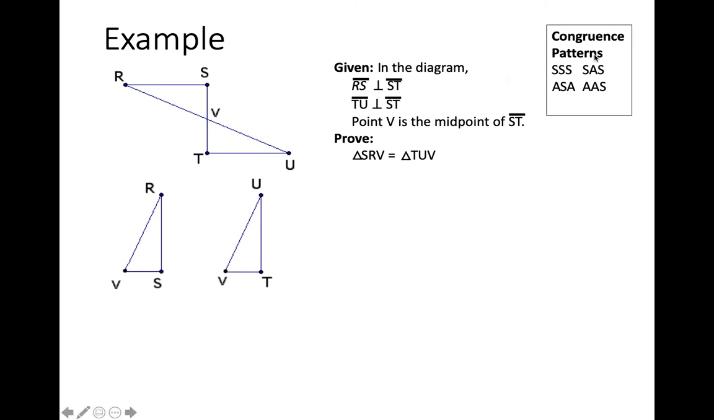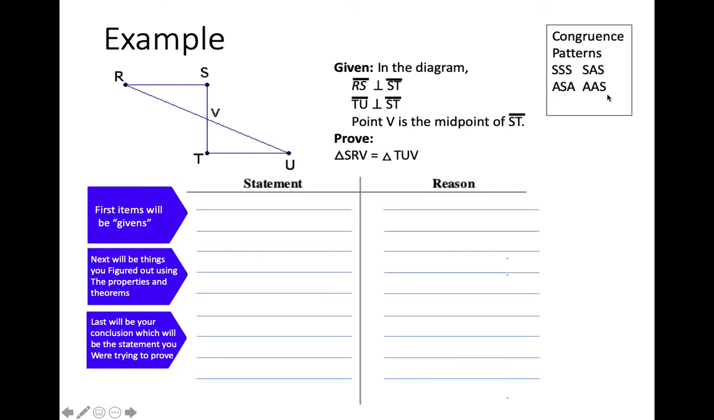And again, these are the patterns that we're trying to match: side, side, side; side, angle, side; angle, side, angle; or angle, angle, side. So here is our chart, and let's first do the givens. We'll start with RS is perpendicular to ST, that's given. TU is perpendicular to ST as well, that's given. And point V is the midpoint of ST. So far, so good. Now, let's see what we can conclude from this.